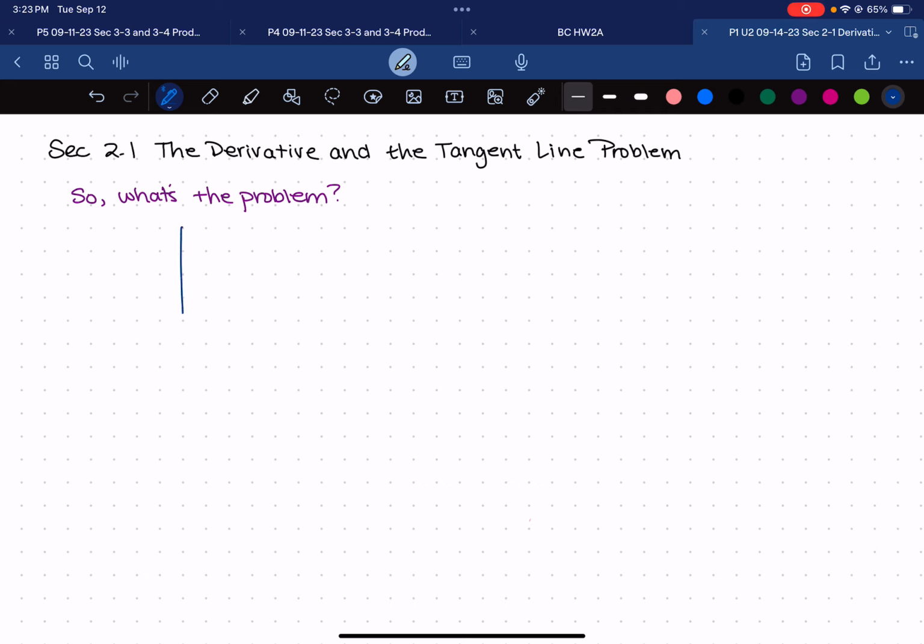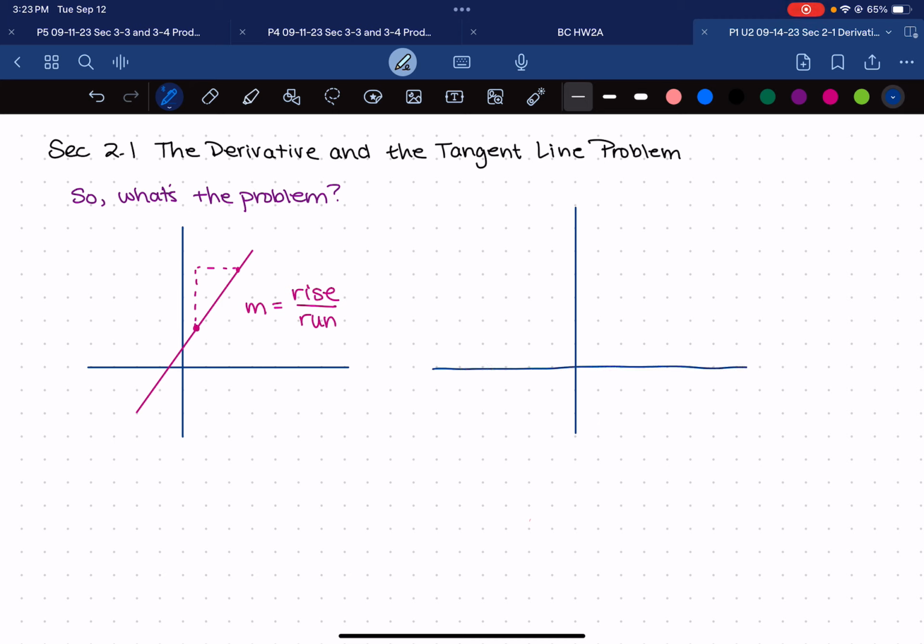And that is, basically, if we have a straight line, we know how to find the slope of the line. You just do rise over run. You just pick any 2 points, find the rise, find the run, and then slope is rise over run. But what do you do when you don't have a straight line? Which is probably safe to say happens more often than not. You have a curve instead.